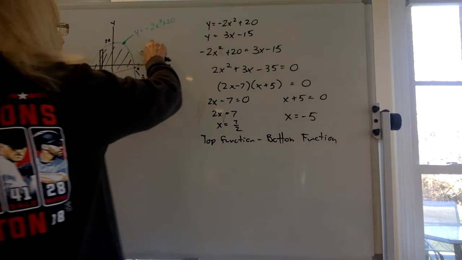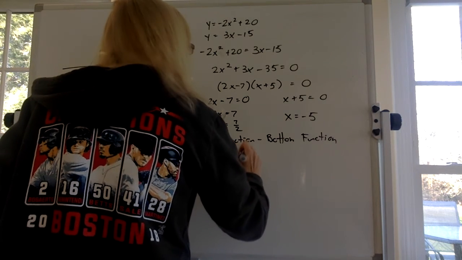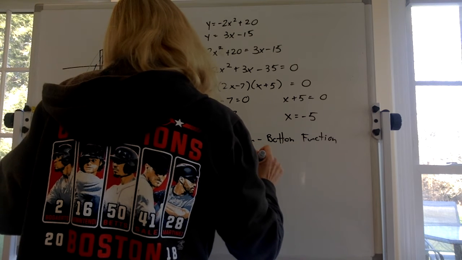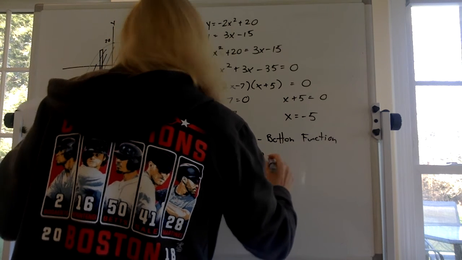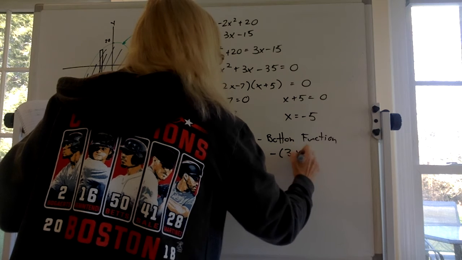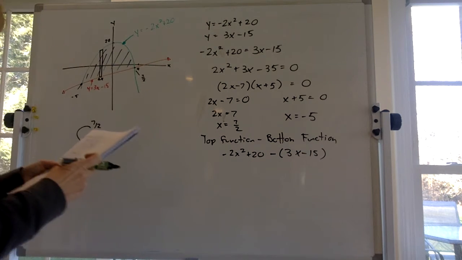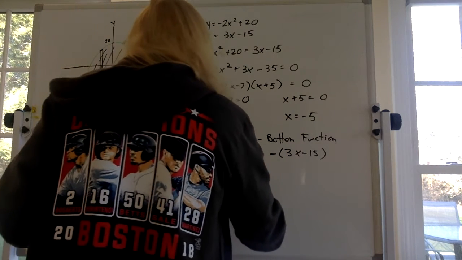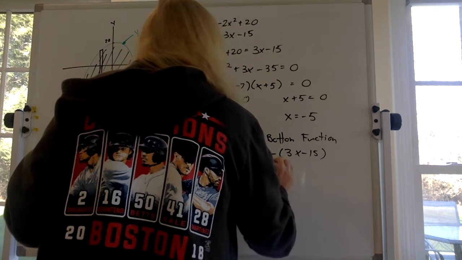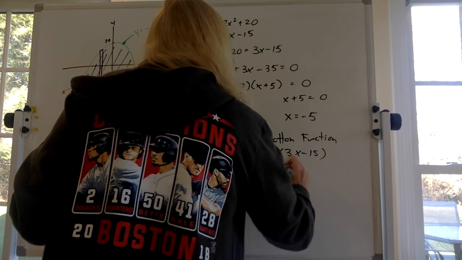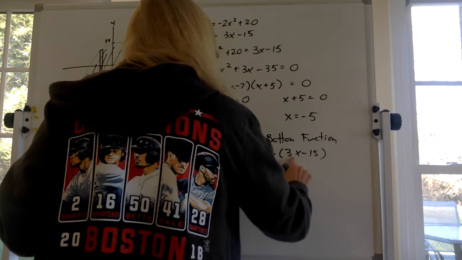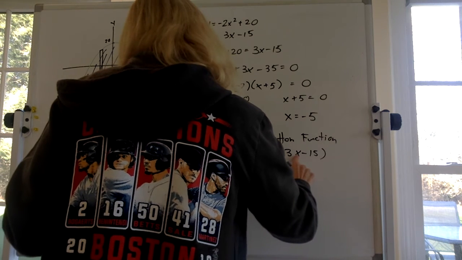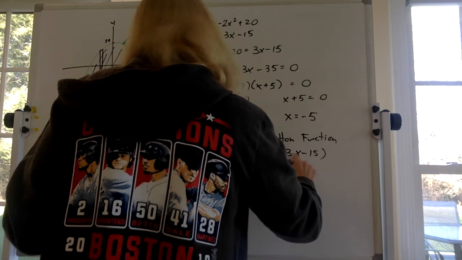The top function is that parabola. So you have to do minus 2x squared plus 20, and then you subtract from that 3x minus 15. Top minus the bottom. So what do we end up getting? We end up getting negative 2x squared minus 3x. Watch the sign: you have to distribute that negative. Then you have a plus 20 and a minus 15. I think that gives you a plus 35.